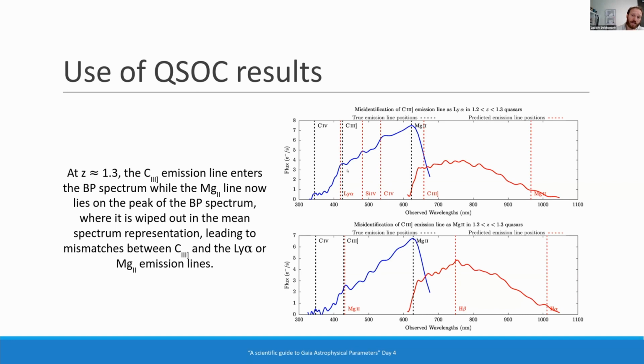So again we have only one emission line, that is now the carbon 3 emission line. And we have mismatches between the carbon 3 emission line, the Lyman alpha, and the magnesium 2 emission line, where the carbon 3 emission line is taken as the magnesium 2 emission line. But for example, here again, we have wiggles in them that are fitted as H beta actually.